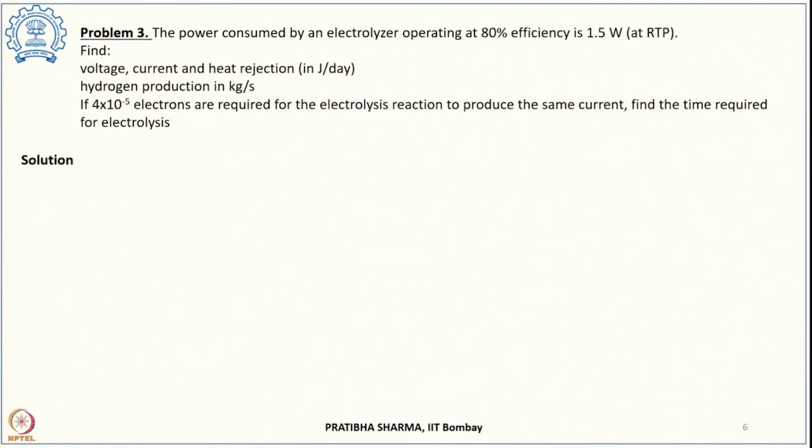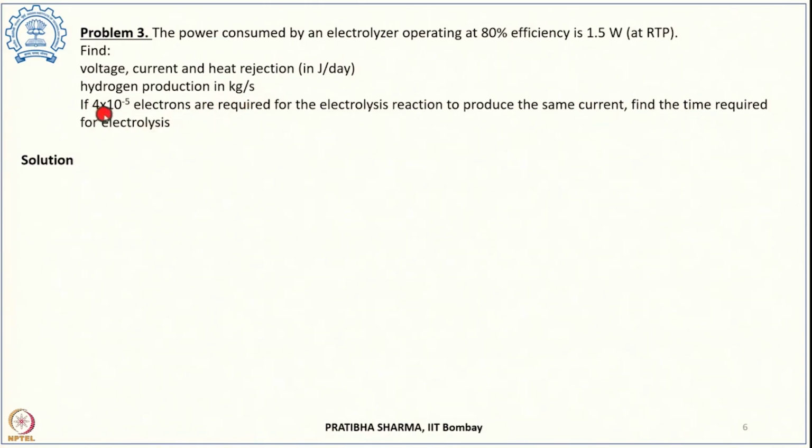Now let us look at the third problem statement. An electrolyzer which has an efficiency of 80% consumes power of 1.5 watt at room temperature and pressure condition. What is required to be found in the problem is the corresponding voltage, current, and how much heat is rejected, in joule per day of heat being released. Also we need to find out the hydrogen production, in kg per second.